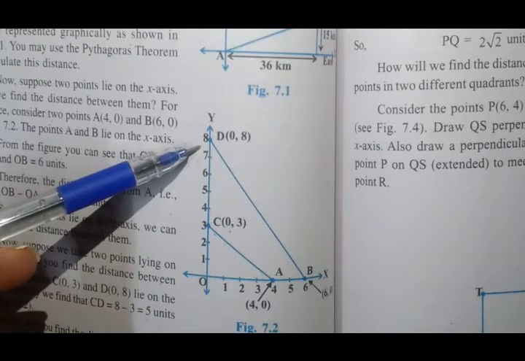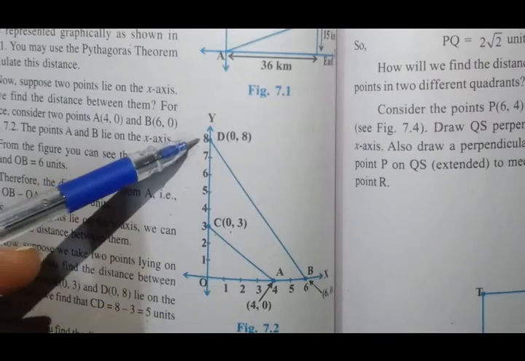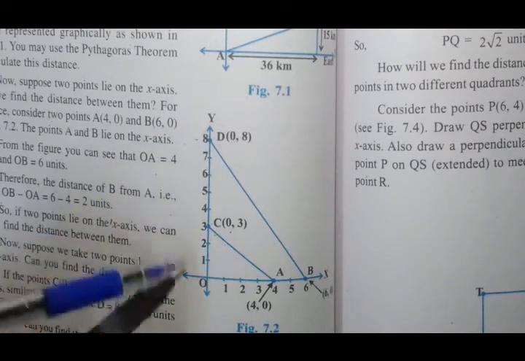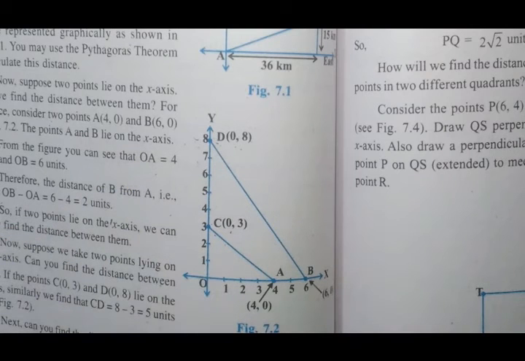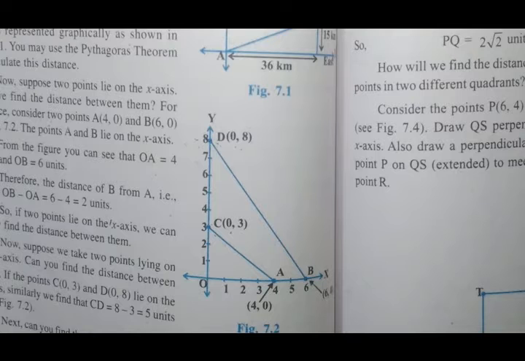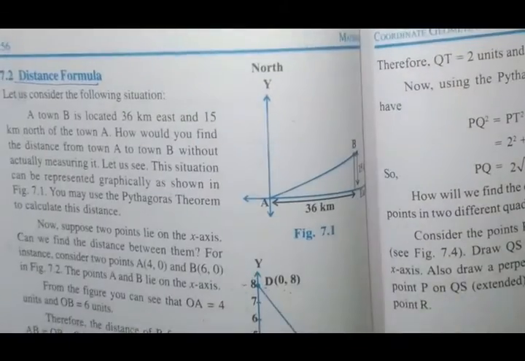And now D (0, 8). So on the x-axis it is 0 and on the y-axis it is 8. So how to represent D here? (0, 8). Now in this chapter we have to learn three formulas. First, distance formula, second, section formula, and third, area of triangle. So first we understand the distance formula.